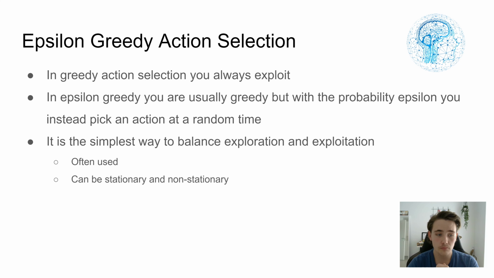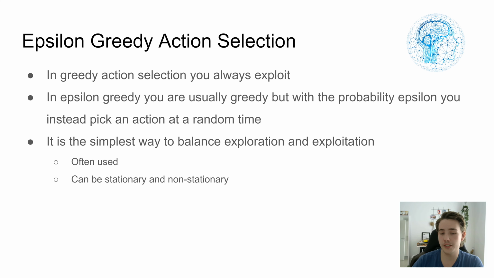When we're talking about the Epsilon greedy approach, you're usually greedy, but with probability Epsilon you instead pick a random action at a random time. So we're pulling the arm that we think is best, so we're exploiting what we already know. But at some random time, with the probability Epsilon, we go out and explore the environment. So we try some other arms and see if they are better than the arm that we are exploiting right now.